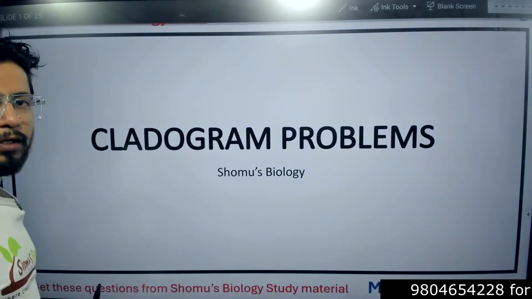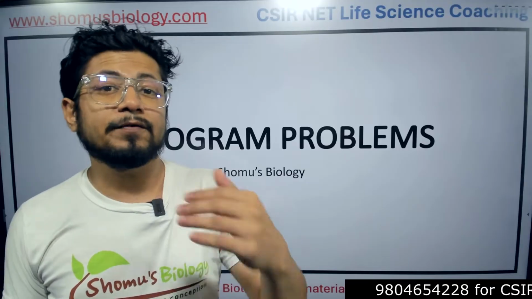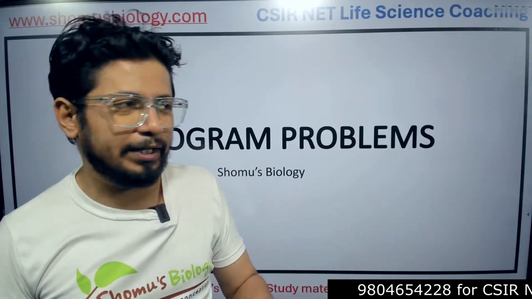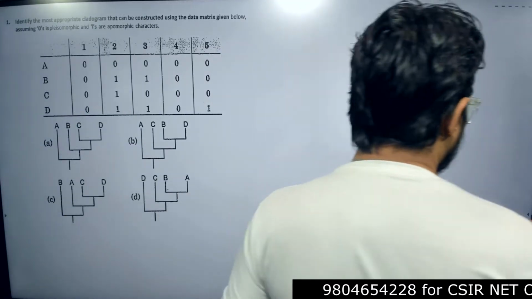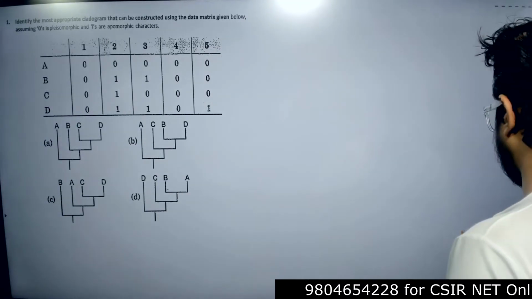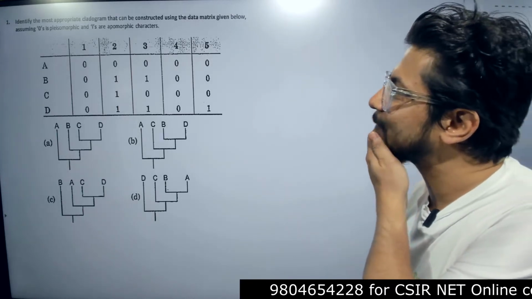There are different cladogram analysis problems from unit 9 in CSIR NET life science examination. If you are from zoology background, then you are familiar with it. अगर नहीं हो तो भी कोई बात नहीं, you can solve them quite easily without much of a problem. I'll teach you how to solve some of the cladogram problems. What are the approaches that you should take to solve them?